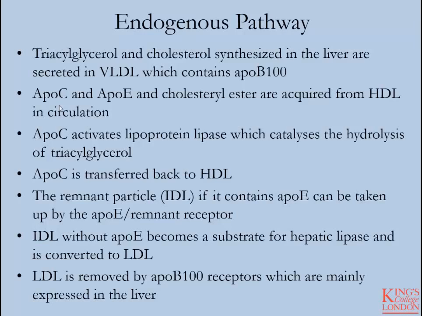ApoC, at some point in the conversion from VLDL to LDL, is transferred back to HDL. The remnant particle, or more specifically intermediary density lipoprotein, or IDL, if it contains an ApoE, it can be taken up directly by the liver via the ApoE/remnant receptors at the liver. However, if it does not, the ApoE is lost again to HDL, and the hepatic lipase will continue to act on this intermediary density lipoprotein to liberate even more triglyceride until you have a very cholesterol-rich LDL particle.